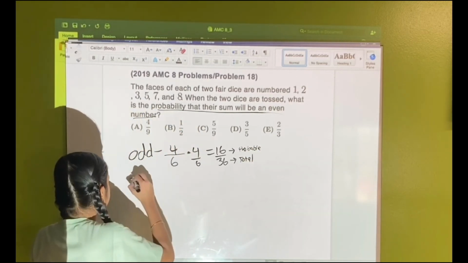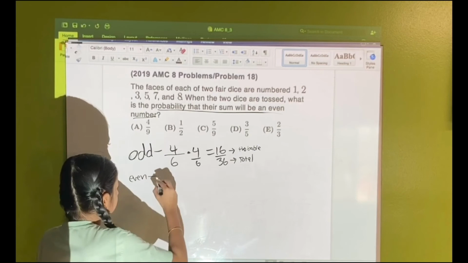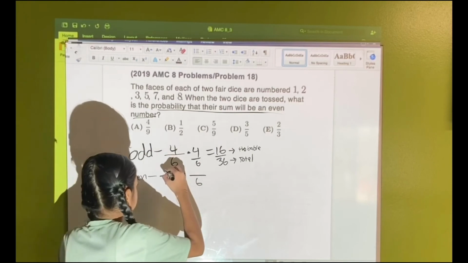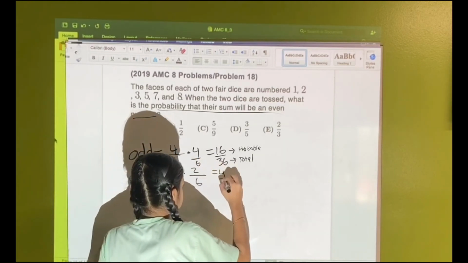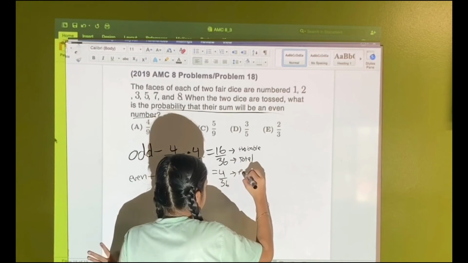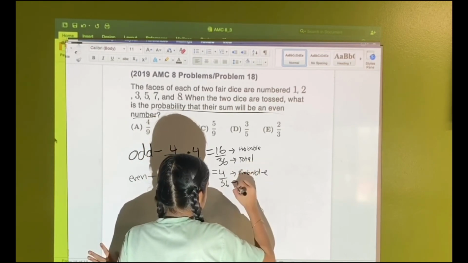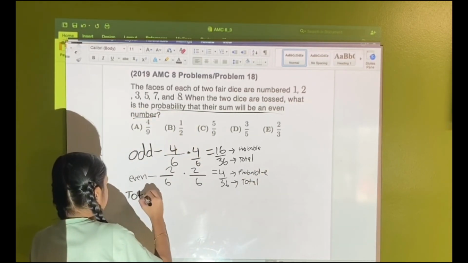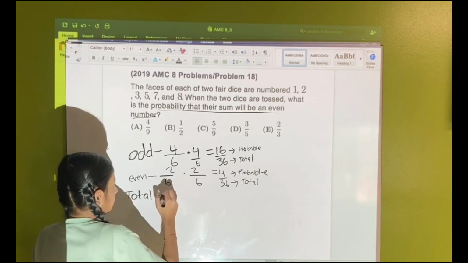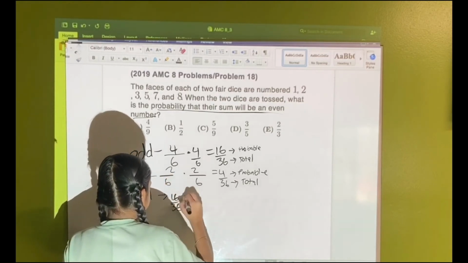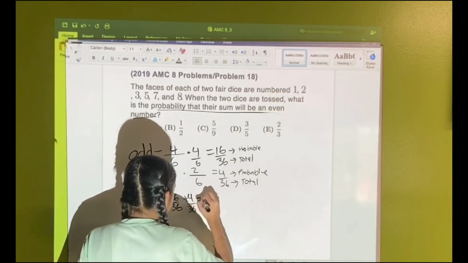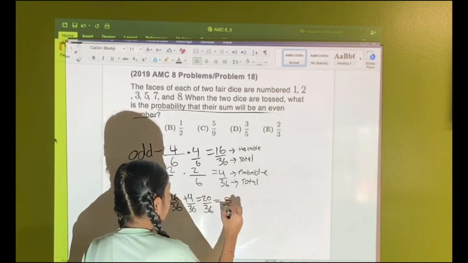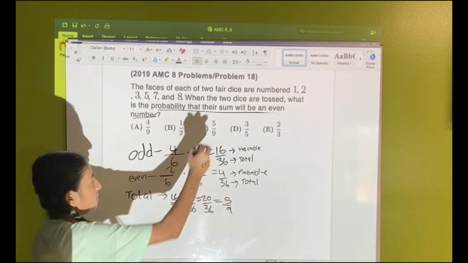And then for even, there's still out of 6, but there's 2 and 8, only 2. So 2 out of 6 times 2 out of 6, 4 out of 36. Here, this one's the probable, this one's the total. So the total is 16 over 36 plus 4 over 36, which is equal to 20 over 36, which we simplify to 5 over 9, which would be C.